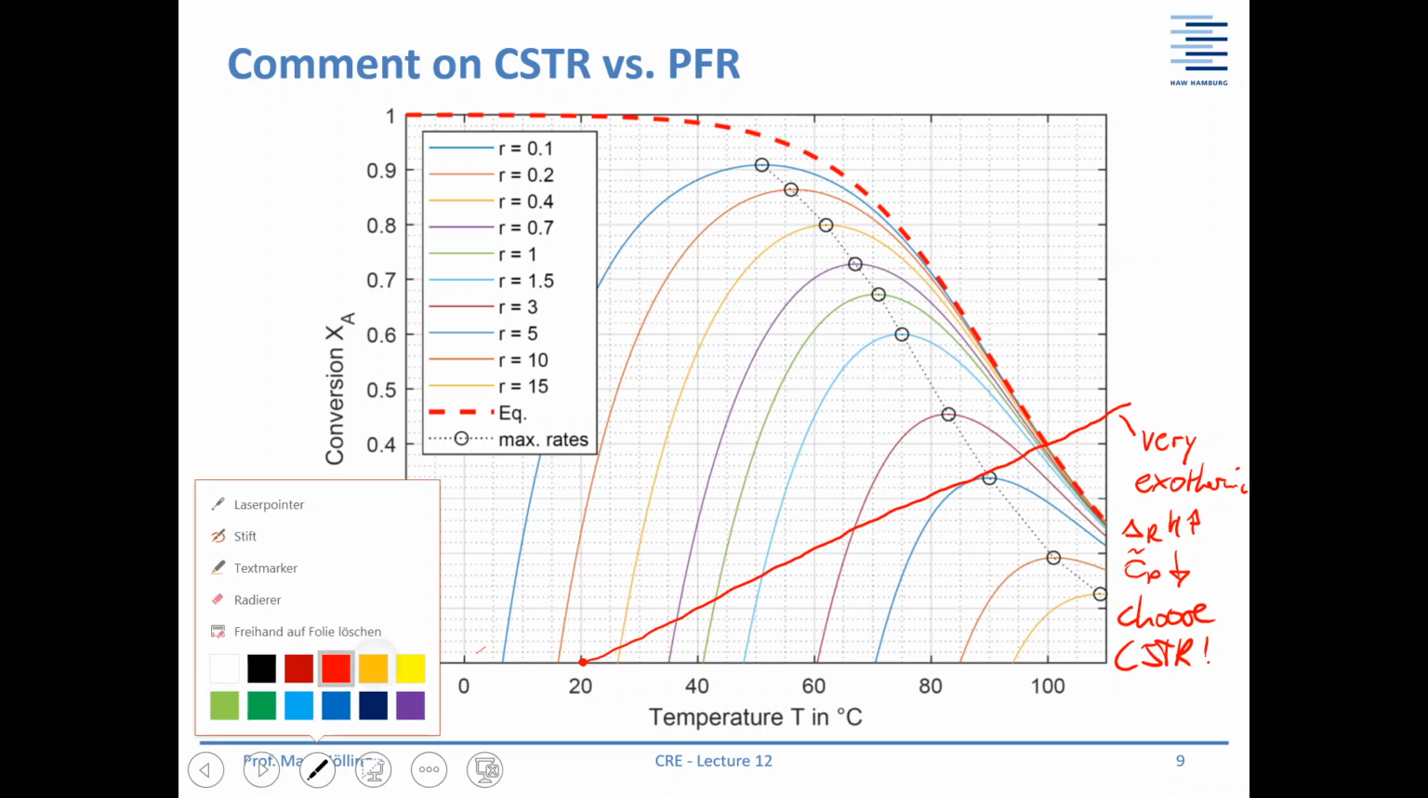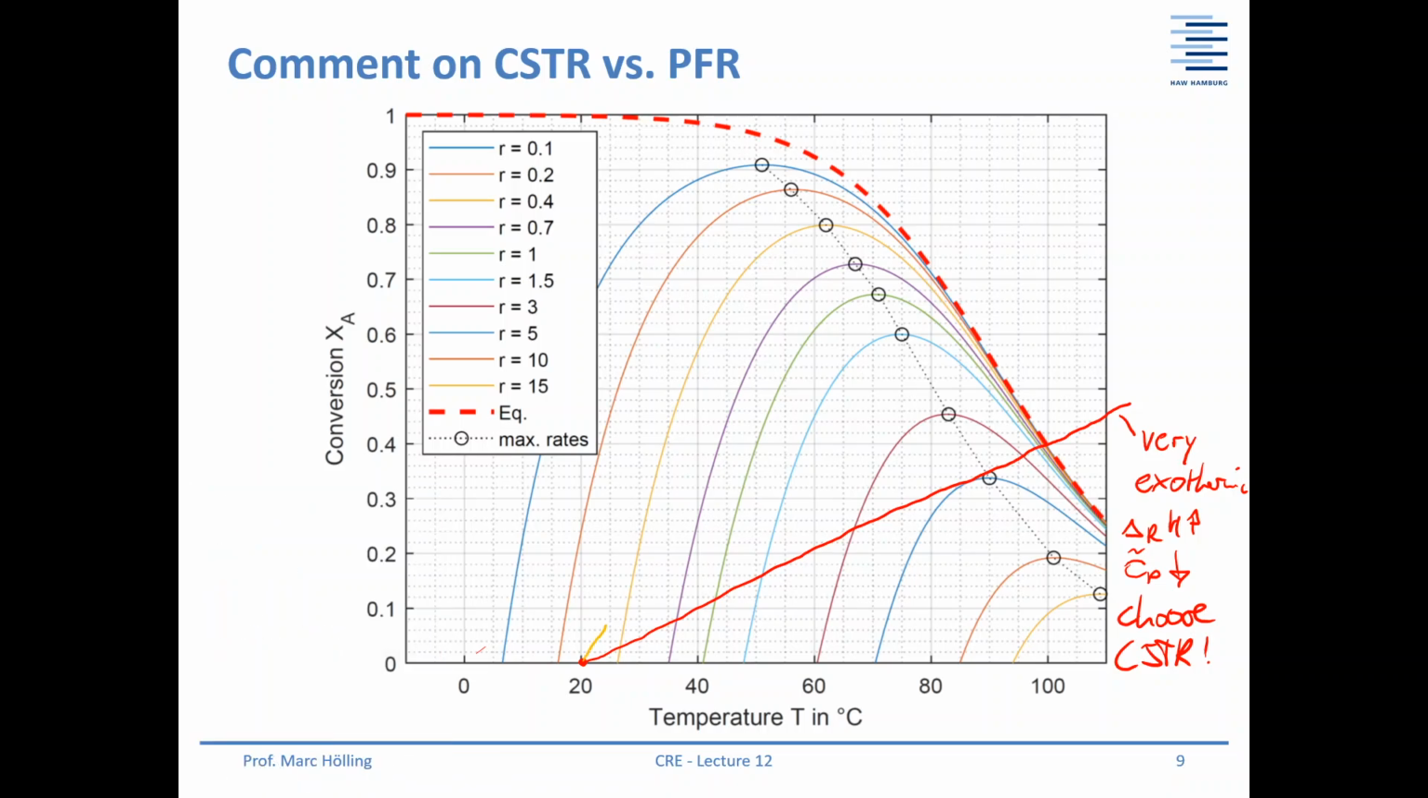If you have it the other way around, if you have something, for example, like this, so this would be, how to say this, little exothermic, I just call it little exothermic. This would mean delta R is low, but it's still negative. Or this could mean that your CP tilde is very high. This could mean you have a lot of inerts in your system. So no matter how high your conversion, your temperature increase is not that high. So this is meant by little exothermic.